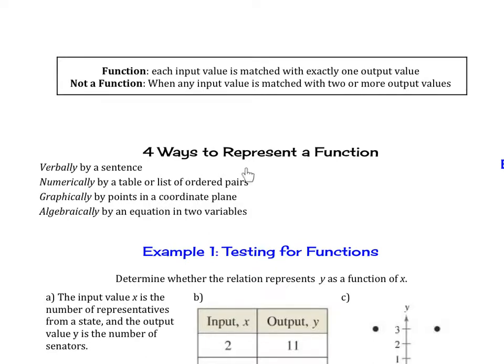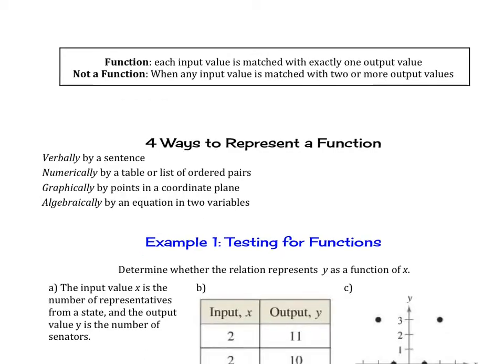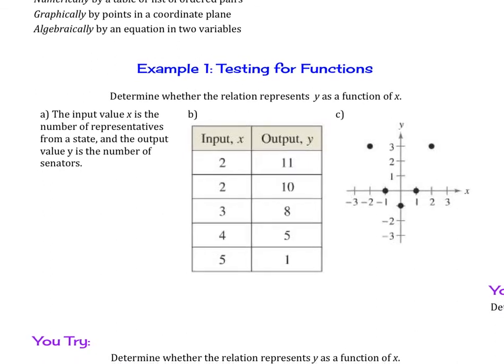There are 4 ways to represent a function. You don't need to write this down. You can say it verbally by a sentence, numerically by a table or list of ordered pairs, graphically by points in a coordinate plane, and algebraically by an equation in two variables. So let's try the first example, testing for functions.